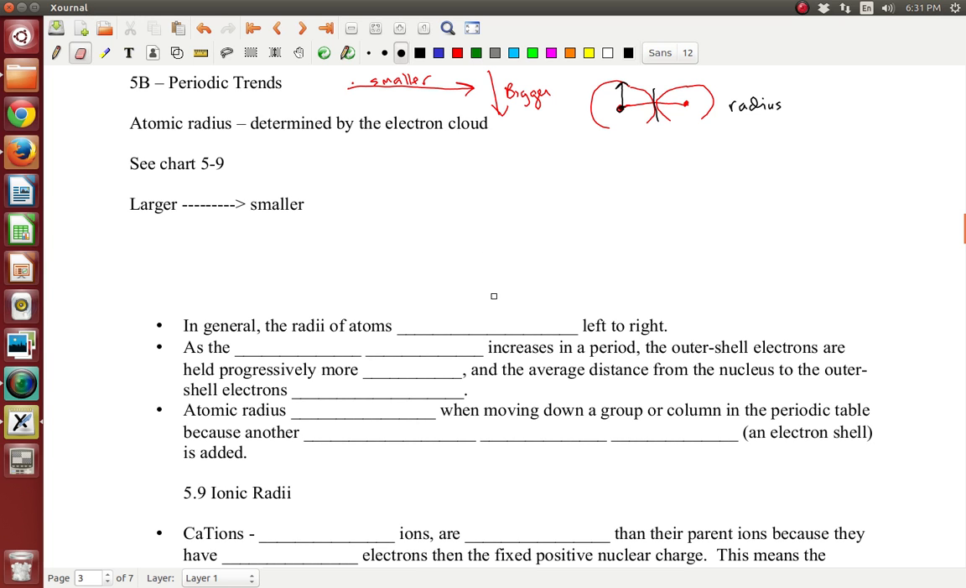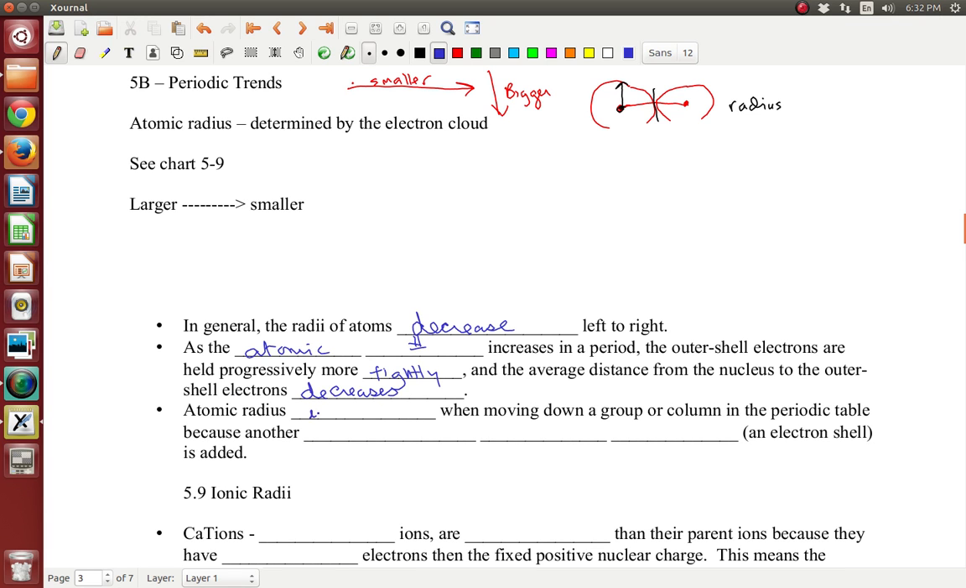In general, I gotta turn my own notes over. There we go. In general, the radii of atoms decrease left to right as the atomic number increases in a period. The outer shell electrons are held progressively more tightly. Odd wording. And the average distance from the nucleus to the outer energy level shells decreases.